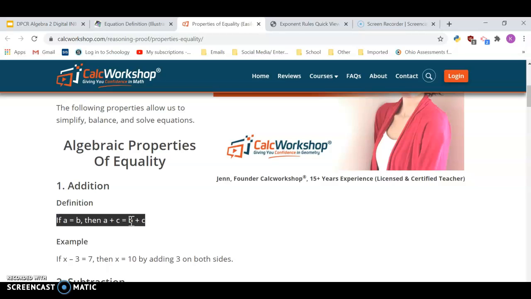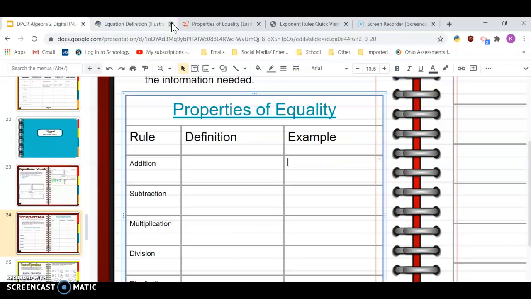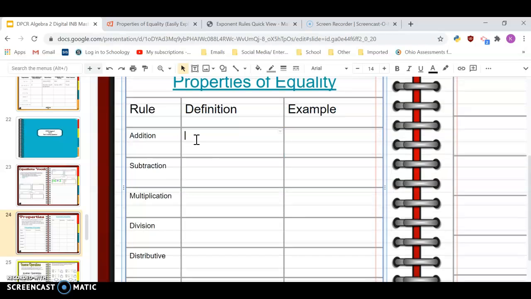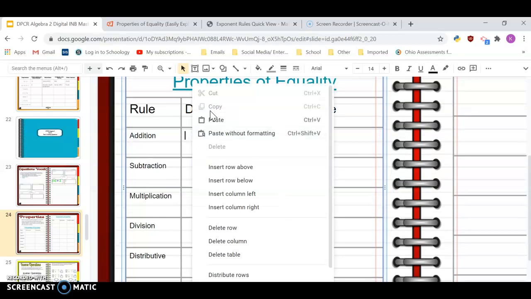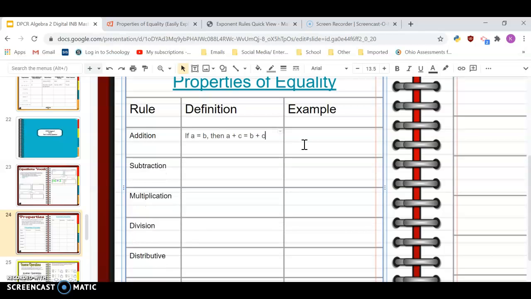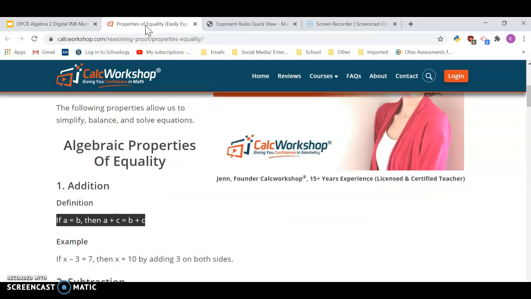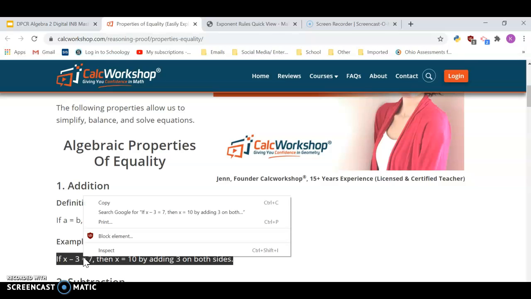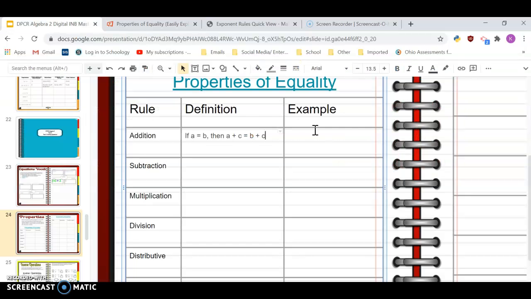So let's take a look at that. We're going to copy it here. And let's close that out. And then for addition, we're going to paste that rule right here. Pretty simple. So if you're adding the same thing to both sides, you'll be able to solve it because they are doing the same exact thing.